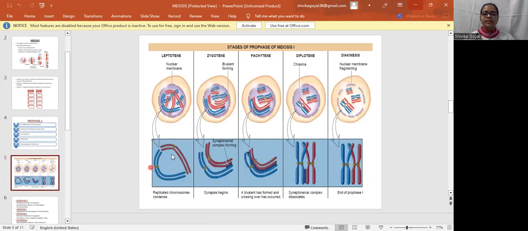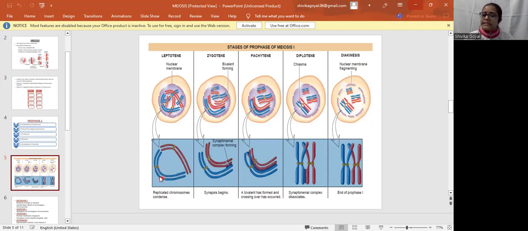So as you can see here, this is the leptotene stage. So here the chromosomes are entangled. Now these chromosomes are condensed. You can see here, these are the homologous chromosomes. For example, this red one is the chromosome copy from mother and this blue one is the chromosome copy from father.